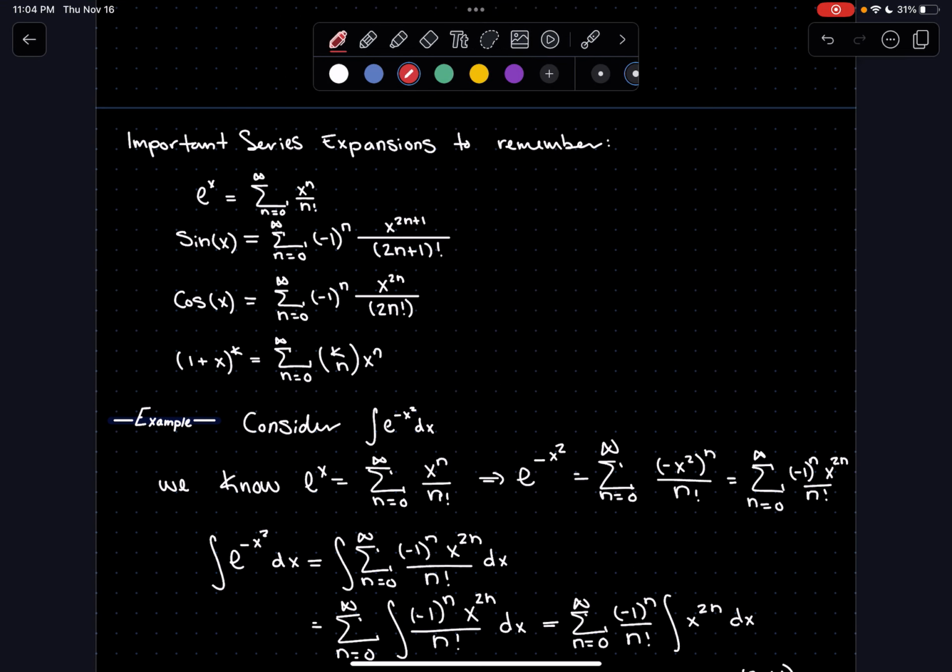If you want to look, these are in your book. I think they have more than this on page 484. So they have these and more, so please make sure to go check those.